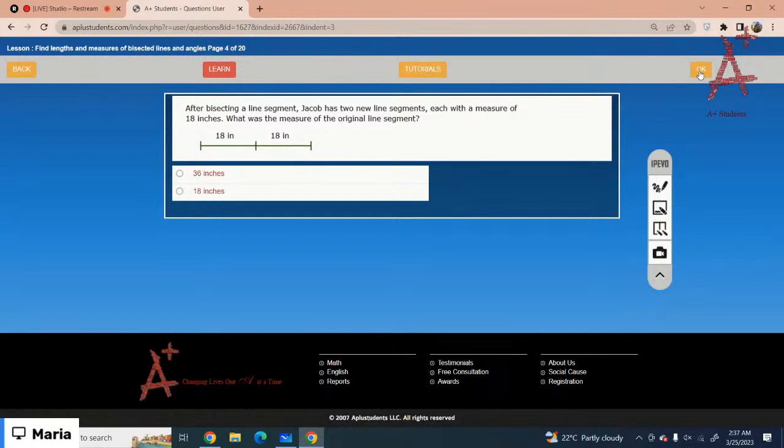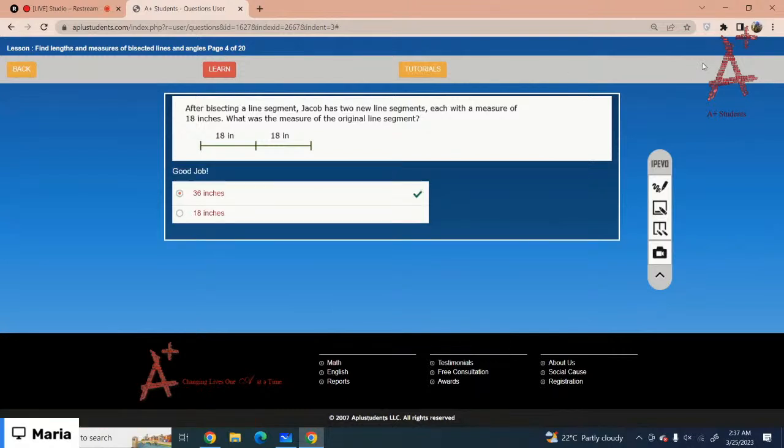Yes, 18 plus 18 makes 36. Got it? So it is 36 inches.